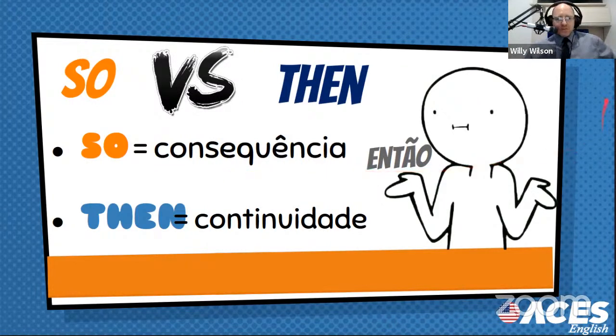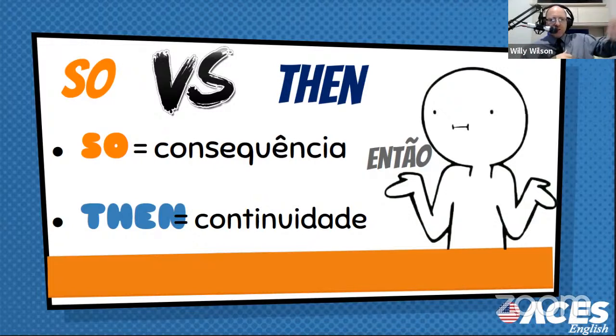Excuse me. Okay, so I have allergies, so I sneeze. Eu tenho alergias, então eu espirro. Then is used in most situations. Se tiver dúvida, coloca then. Porque só usamos so entre coisas quando é consequência.